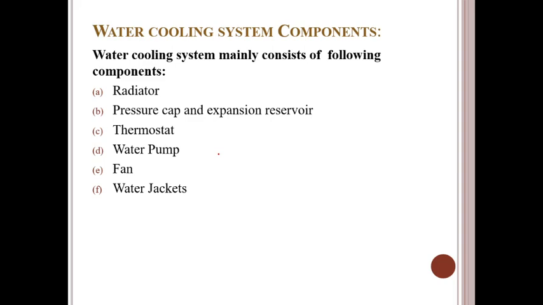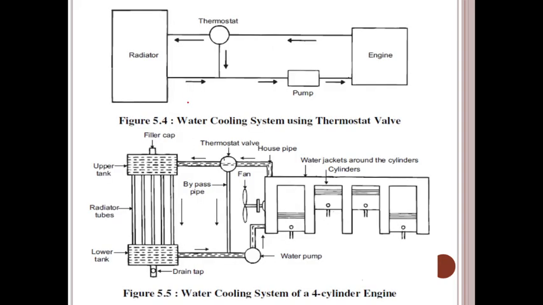Now, another topic: the water cooling system. The water cooling system mainly consists of the following components: radiator, pressure cap, expansion reservoir, thermostat, water pump, fan, and water jackets. These are the components of the water cooling system.